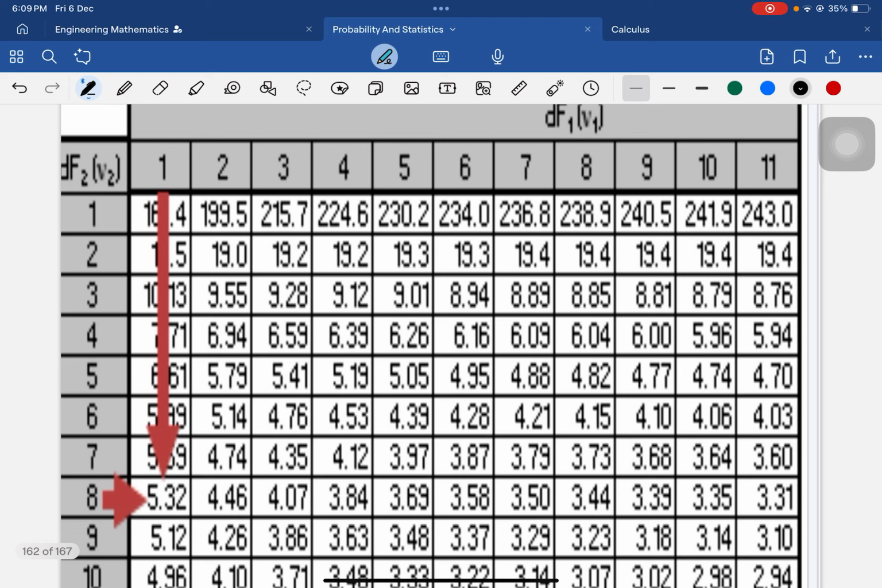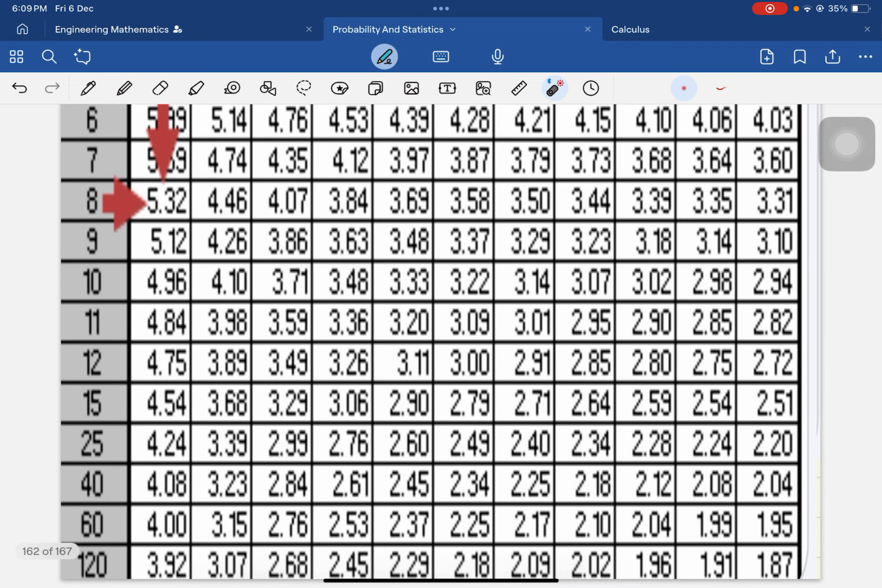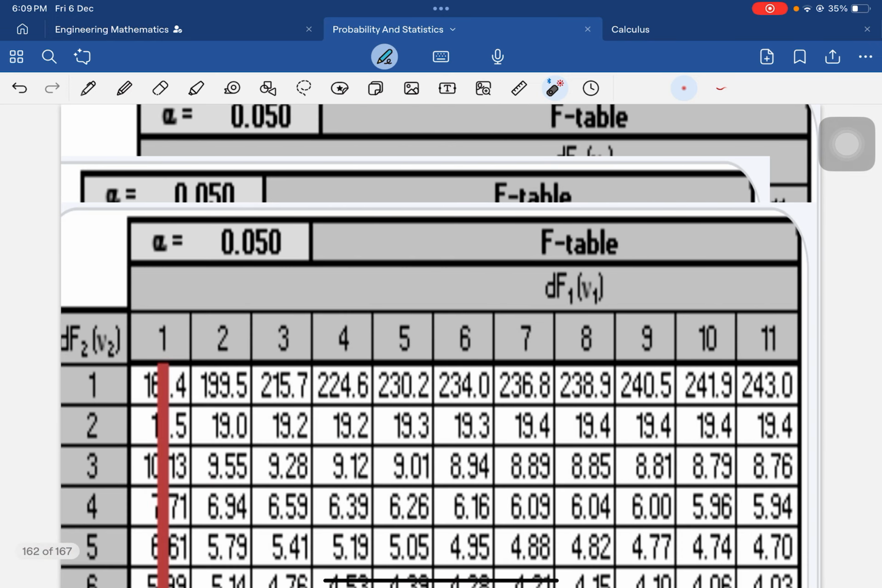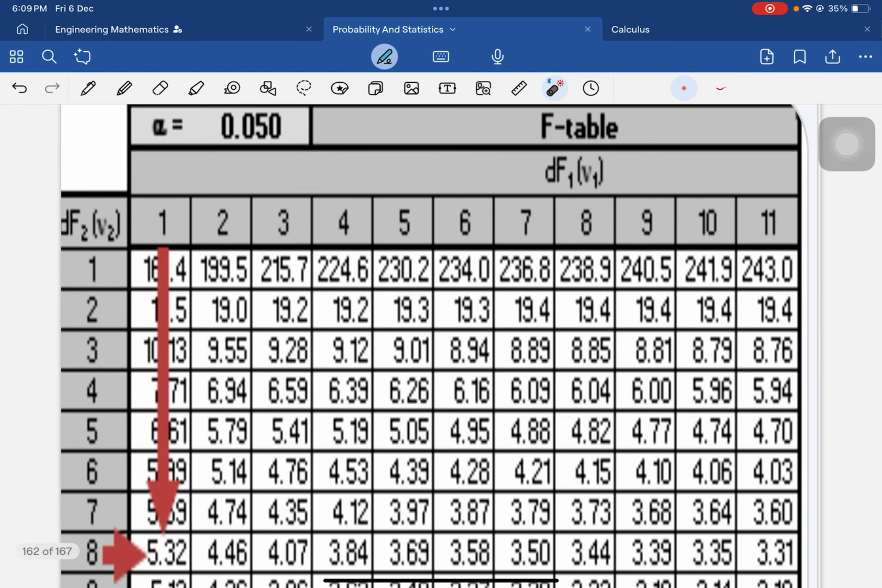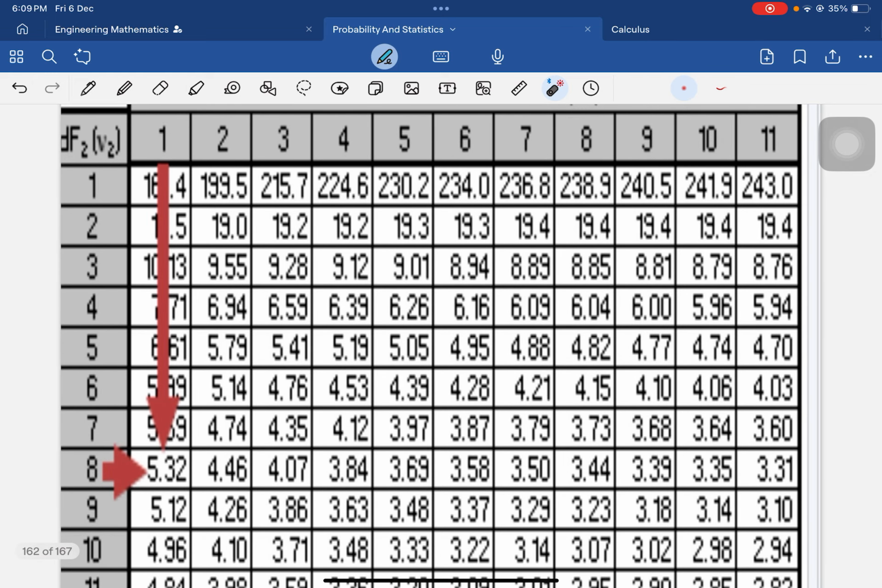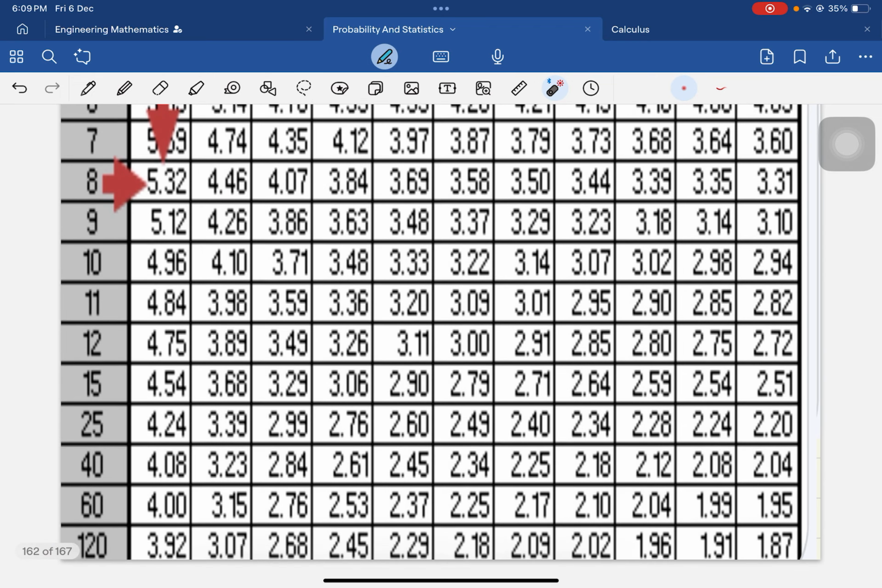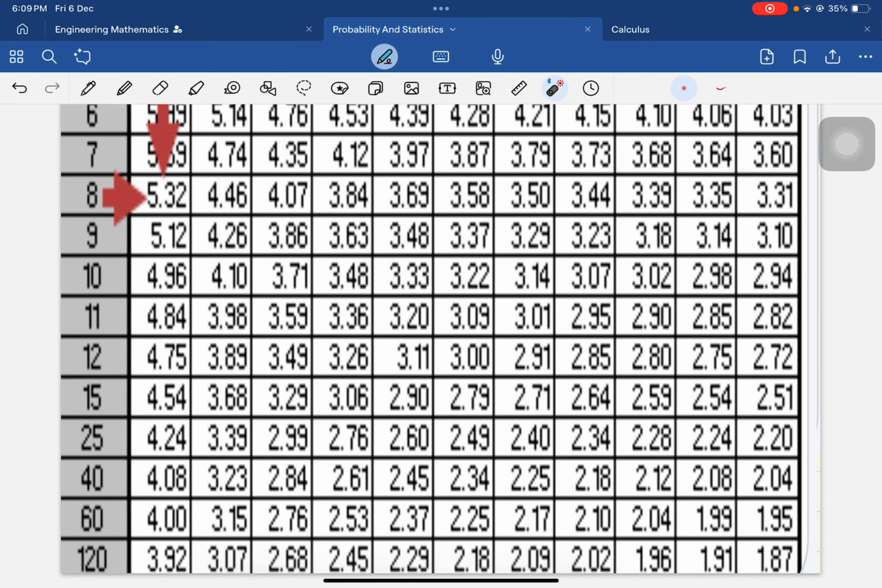Let us look at the F table value. When we go to a problem like this, the degrees of freedom for the numerator is 2, and the denominator is 12. Here the numerator is 2, meaning this row is the numerator and these values give the denominator. So the denominator is 12 and at 2 it is 3.89. This is 1 and this is 2. So 3.89 is the value in the F table.